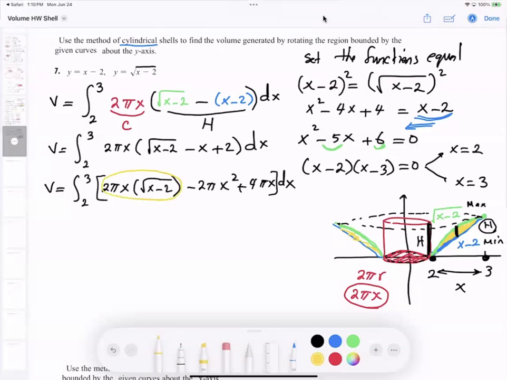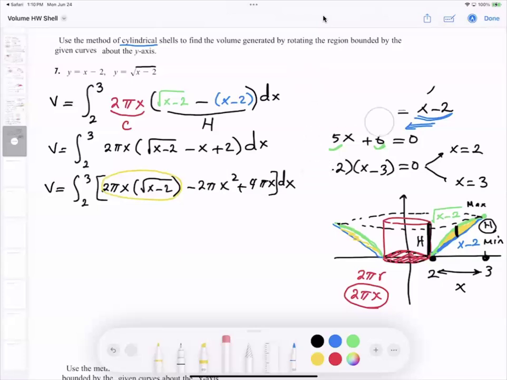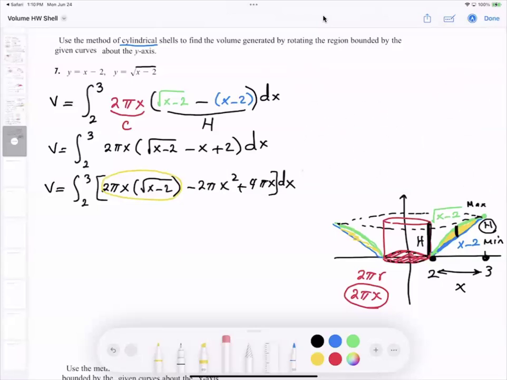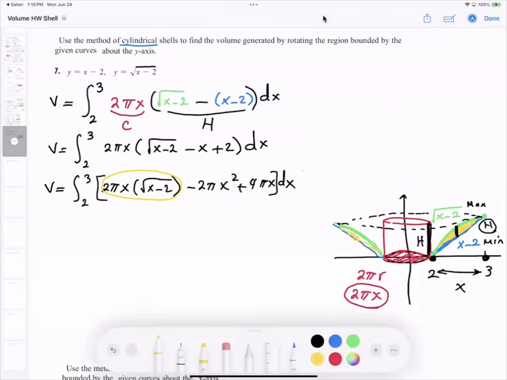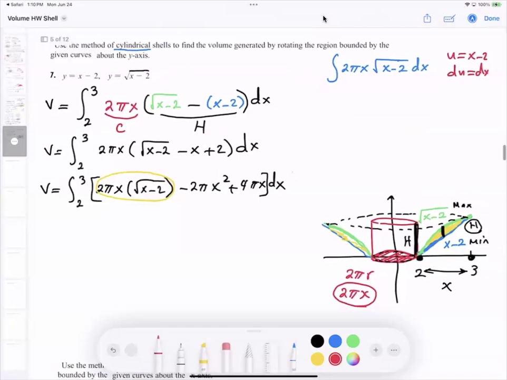I'm going to write it down here. Let me erase this part of the board so you have enough space to see what's going on. So the integral of 2 pi x square root of x minus 2 dx, let u be x minus 2, du is equal to dx. This way, it helps us to simplify our integral a little bit easier.